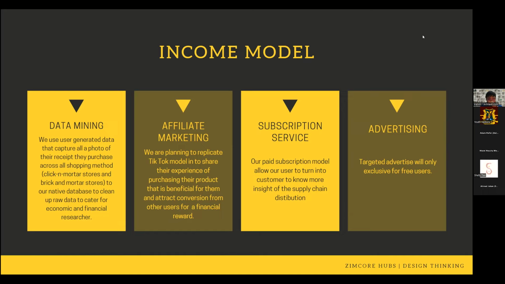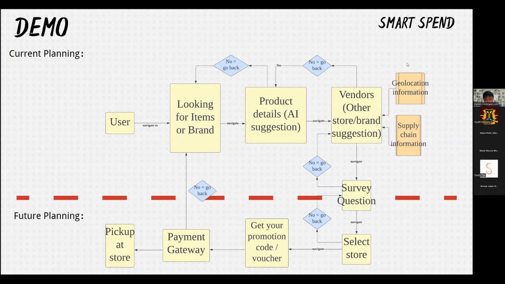And next is a subscription service. Our paid subscription model allows our users to turn into customers. Our database can give insight on the supply chain distribution so they can compare price and quality of certain products. And the last thing is advertising. We target advertising only at free users.